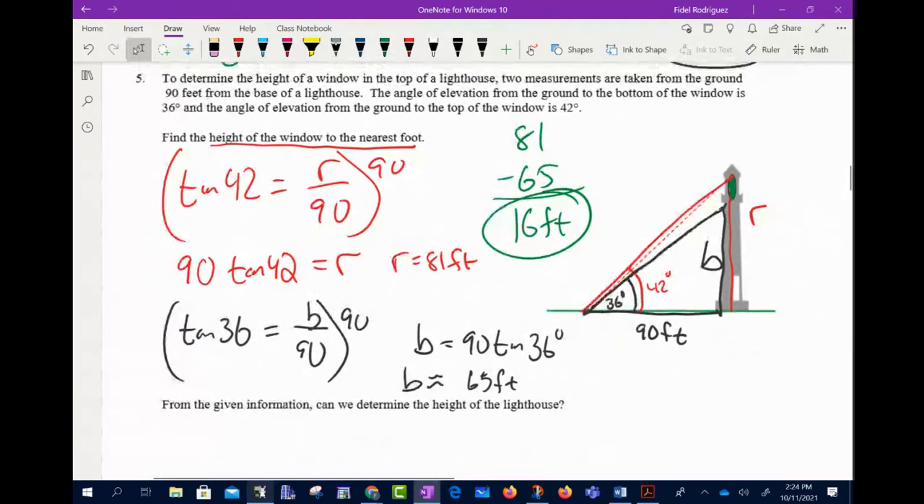Okay, guys, there is a second part of the question. From the given information, can we determine the height of the lighthouse? Can we actually figure out how tall the lighthouse is? How would we do that? How would we find that distance from there to there?